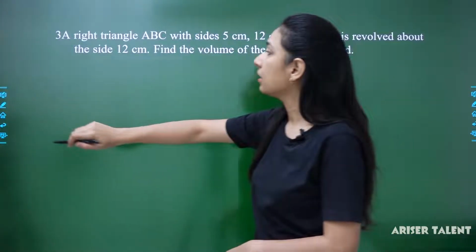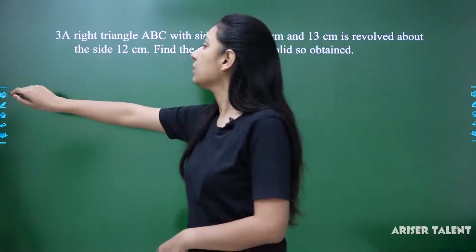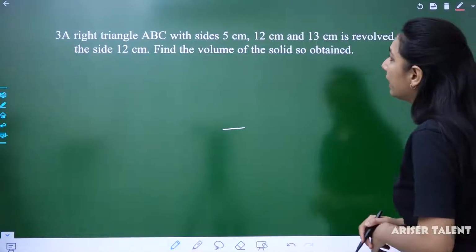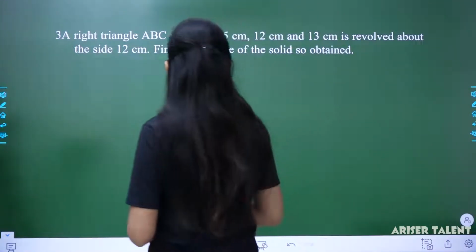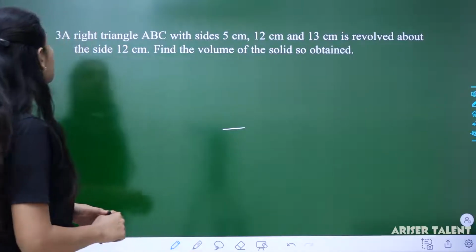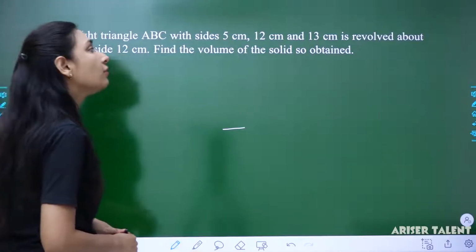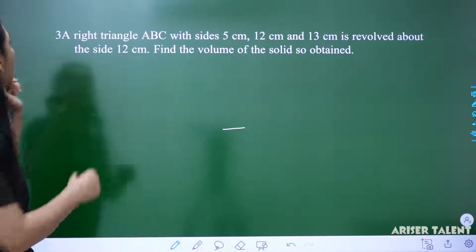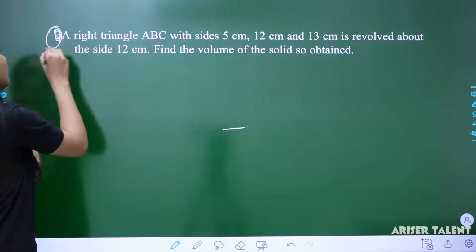Next question. You'll be having with this a right angle triangle ABC with sides 5 cm, 12 cm and 13 cm revolving around the side 12 cm. Find the volume of the solid so obtained. So first we are having this is question only. This is no 3. Okay.